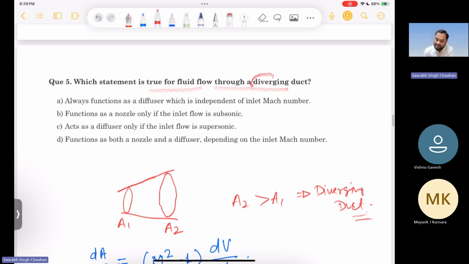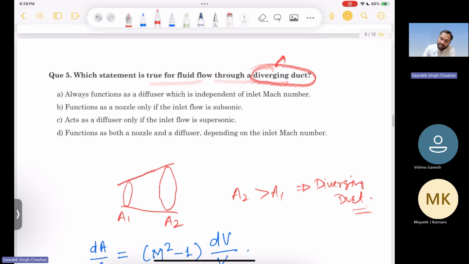It is saying diverging duct. So diverging duct means area is increasing. So dA by A is positive. Now let us check all these options again.